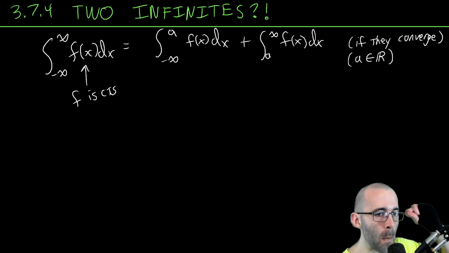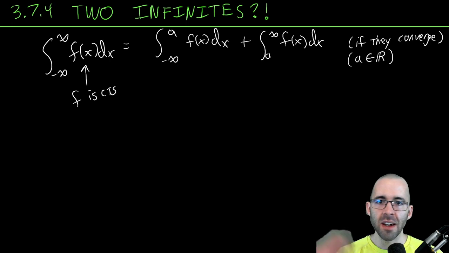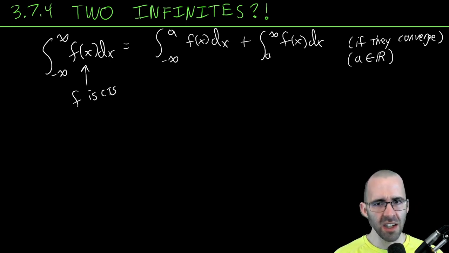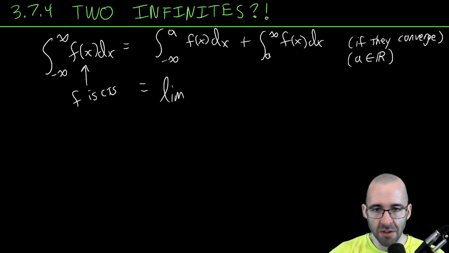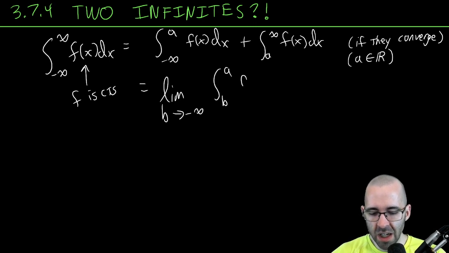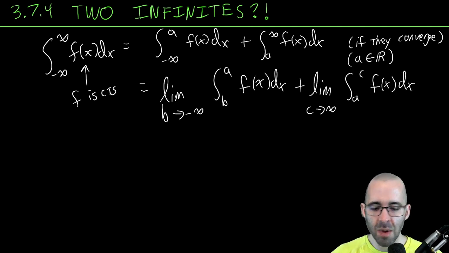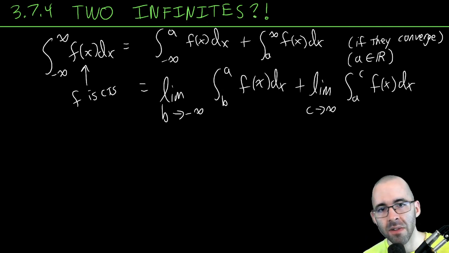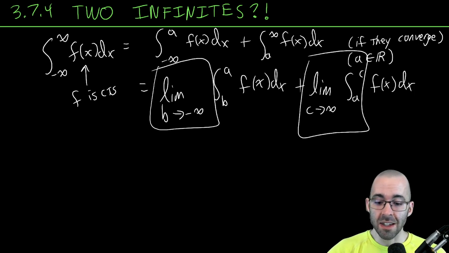As soon as we do this step, bam, it's 3.7.2. Because we know how to find each one of these limits. We didn't do any negative infinities in the video, but it's the same. That's going to be the limit as, use your favorite letter, b goes to negative infinity of the integral from b to a, plus the limit as c goes to positive infinity of the integral from a to c, f of x dx. You just write this as two improper integrals, do each improper integral by itself. And I know it's tedious to have two limits. You do need two limits.